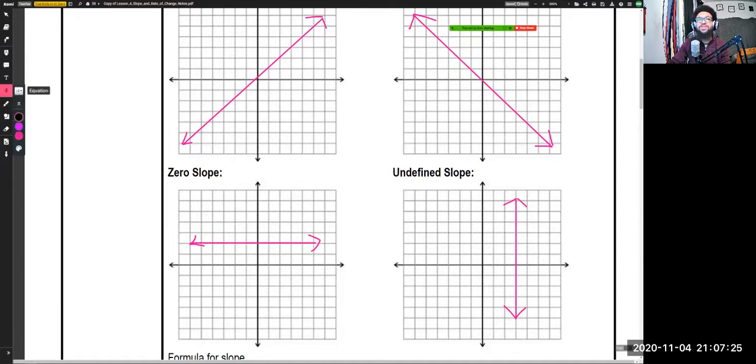So for our 0 slope, that's going to be, and I'm actually just going to type it out this time. 0 slope is going to be a vertical line. That's not vertical. It's going to be a horizontal line. And our undefined slope will be a vertical line.